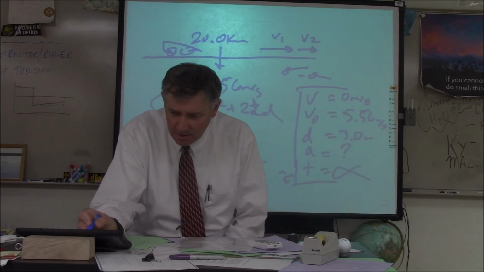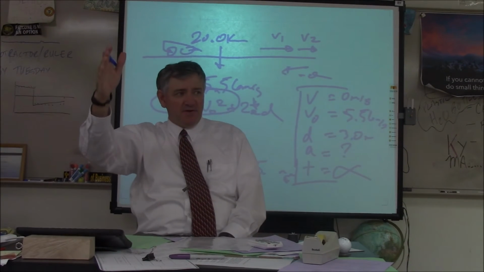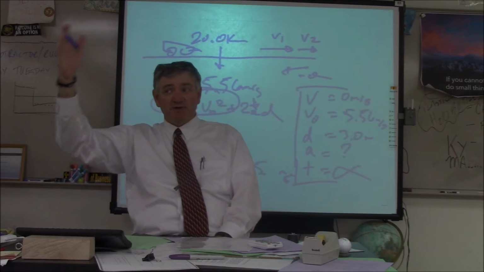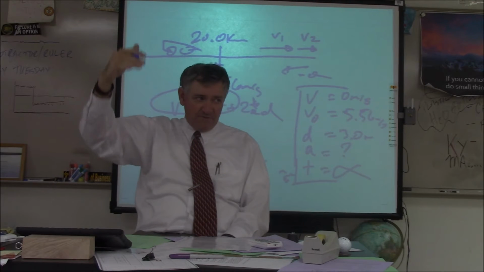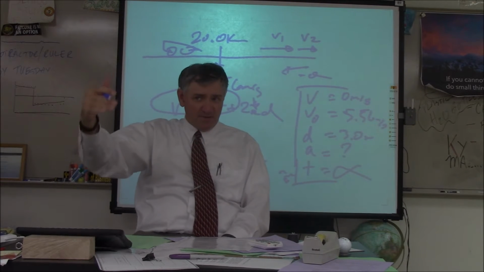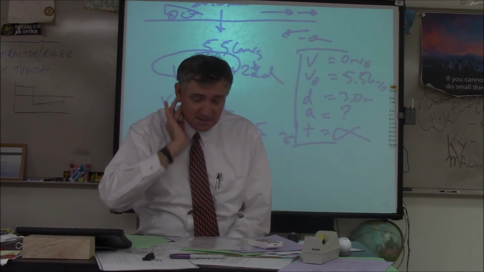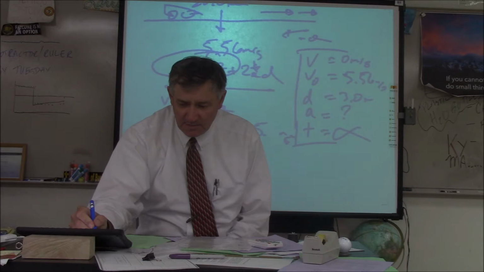Anytime you see something that's squared, be very, very leery of saying, oh, it's just a straight linear relationship. Be very careful. Now, you want to figure out that distance. So you go back to here, and v squared minus v naught squared over 2a is going to equal your distance.